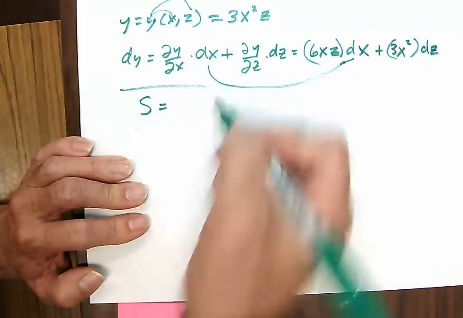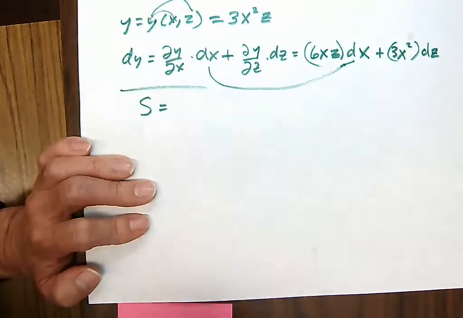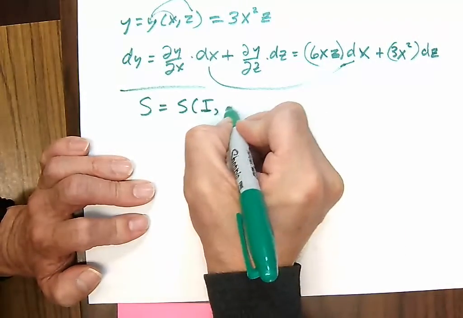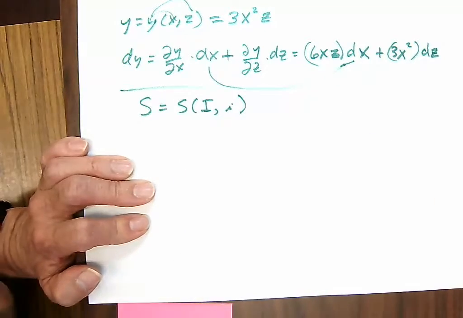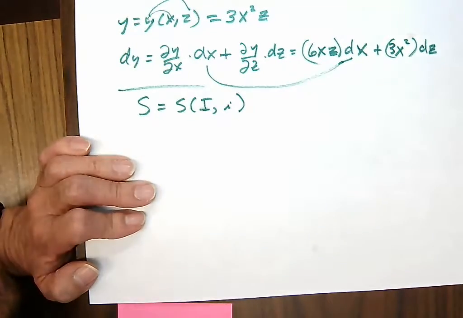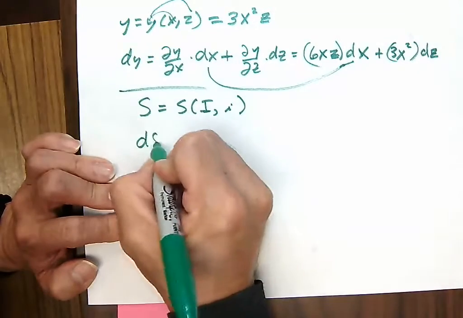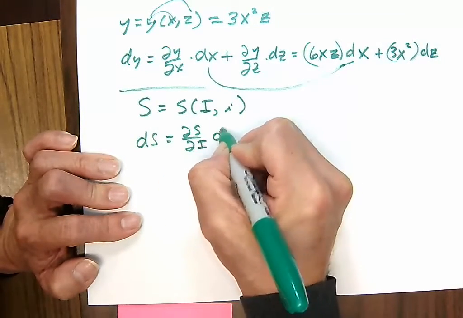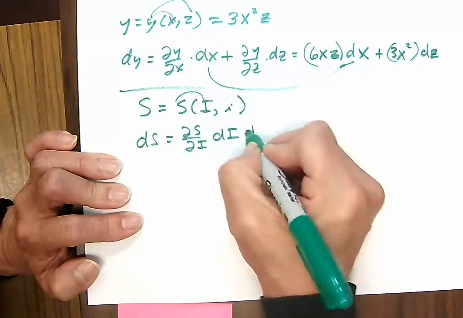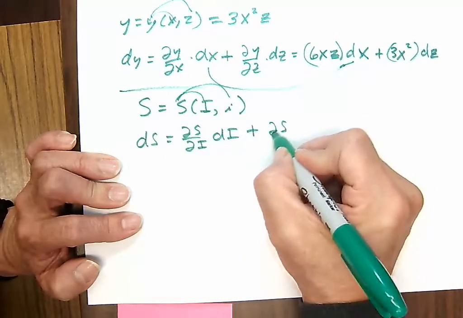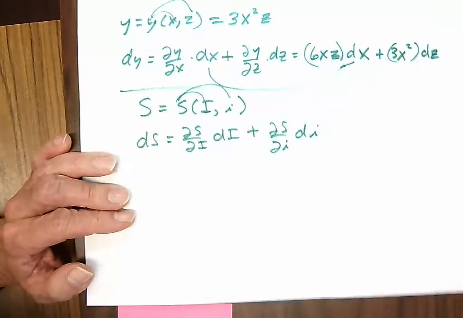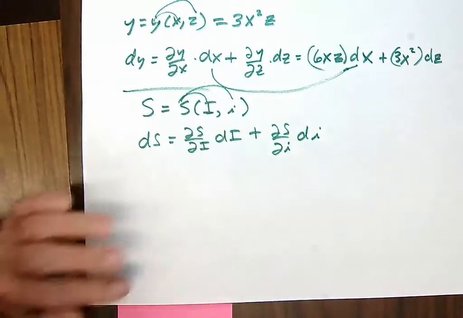Suppose that the saving function is as follows. Saving is a function of income and the interest rate for a given individual or a given household, let us say. So what would be the total differential of the saving function? ds would equal partial s partial I dI plus the partial of s with respect to the interest rate times di. So let's put in some numbers here so it makes more sense.